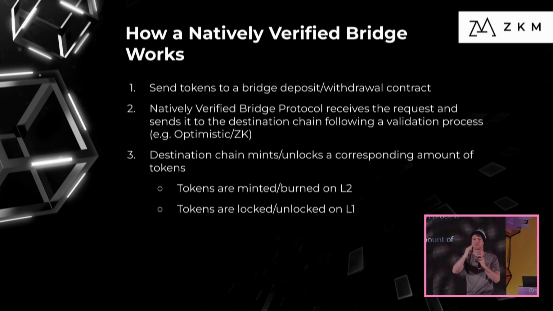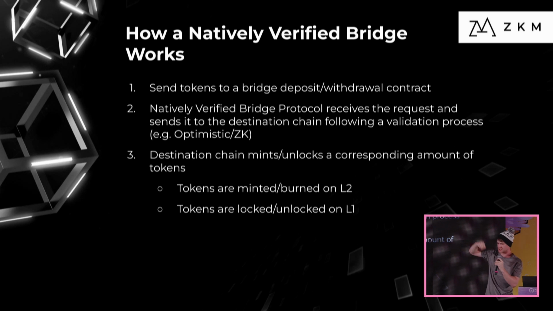This can be from optimistic solutions. This can be from ZK solutions, depending on how it's implemented. But typically, I need to have layer 1 to verify and guarantee security for the chain. So essentially, I rely on layer 1's consensus mechanism to make this withdrawal. That's the important part. The destination chain mints or unlocks a corresponding amount of tokens. If you are bridging to L2, they're typically minted or burned.